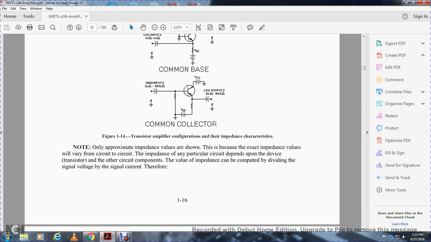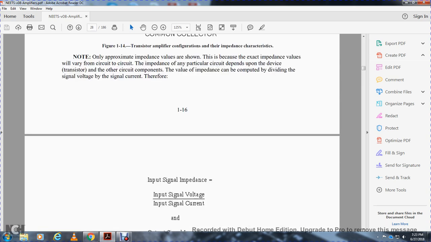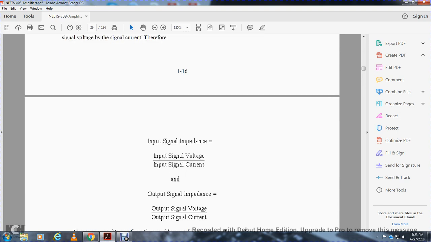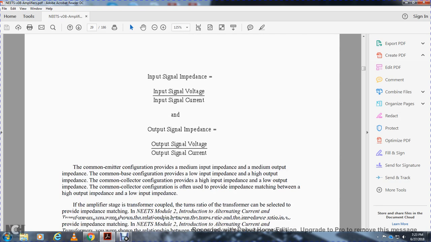Other circuit components also matter. The impedance can be computed by dividing the signal voltage by the signal current. Therefore, input signal impedance is equal to input signal voltage over input signal current, and output signal impedance is equal to output signal voltage over output signal current.